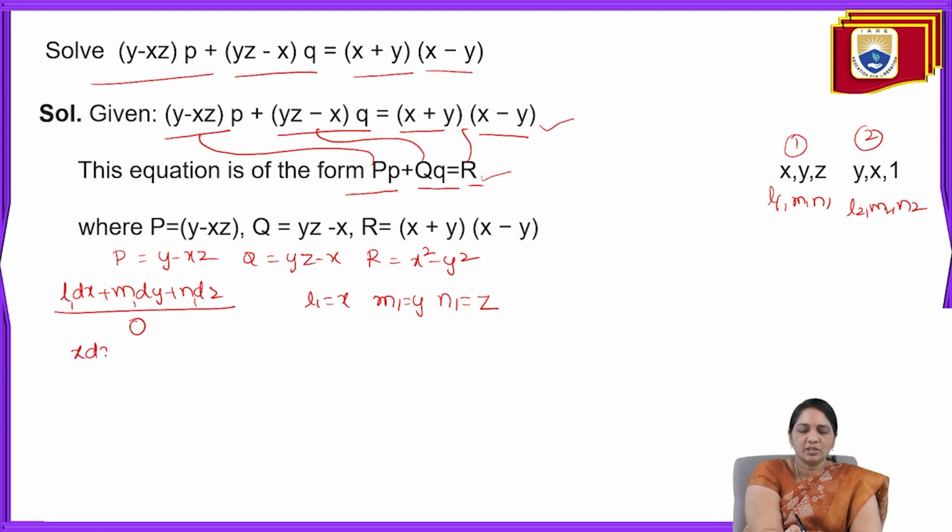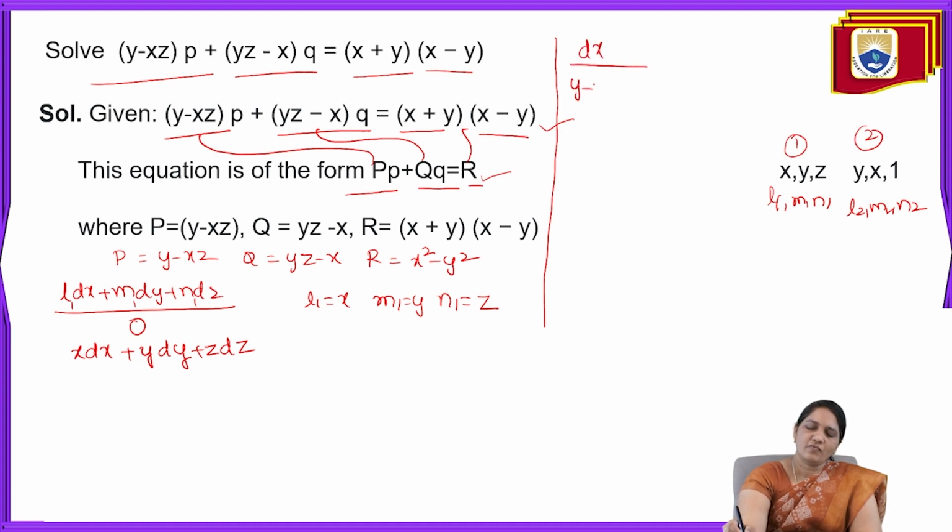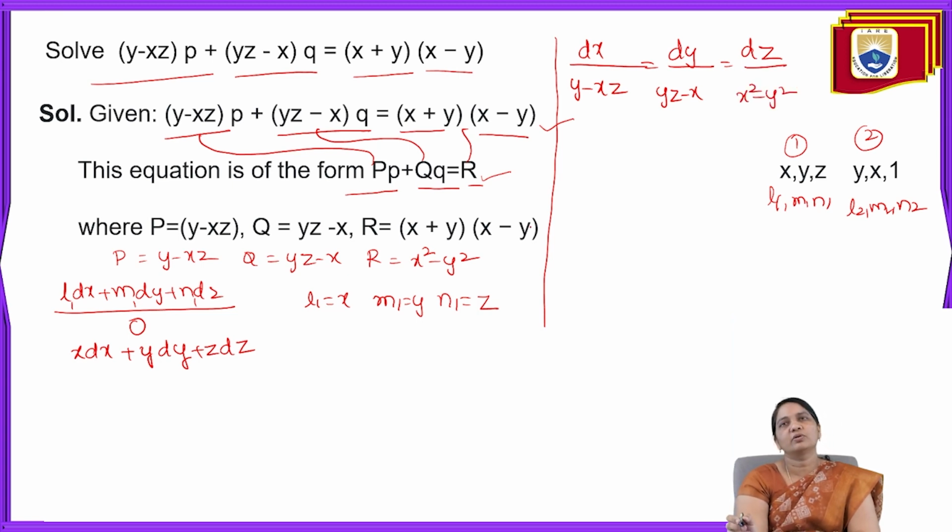Now I am multiplying the numerator: x dx plus y dy plus z dz. Why am I writing this first? Before that, we need to write the auxiliary equation. What is that? dx by P, which is y minus xz, equal to dy by Q, which is yz minus x, equal to dz by R, which is x square minus y square. You can write (x plus y)(x minus y) also, based on a square minus b square equals (a plus b)(a minus b).